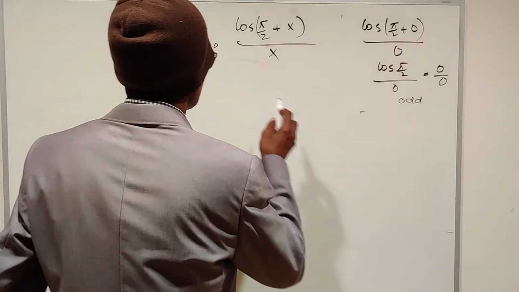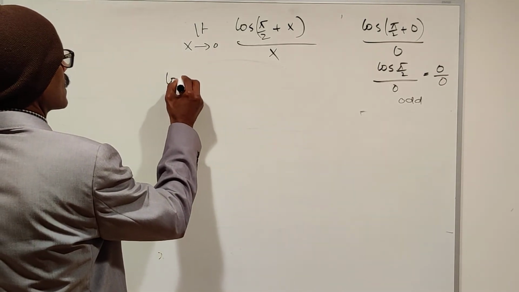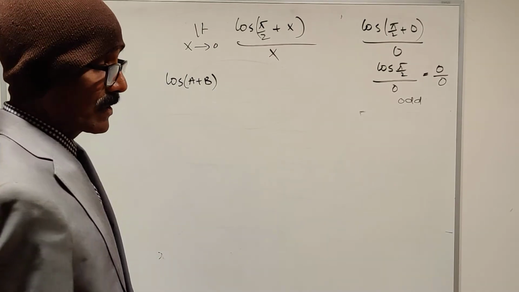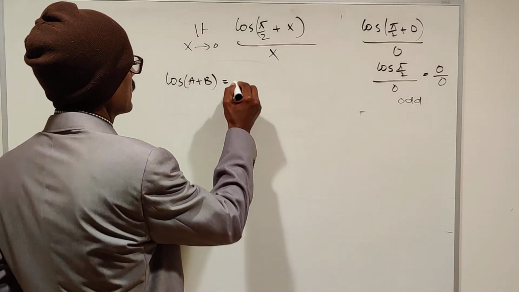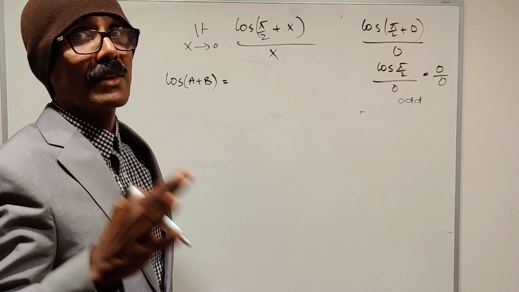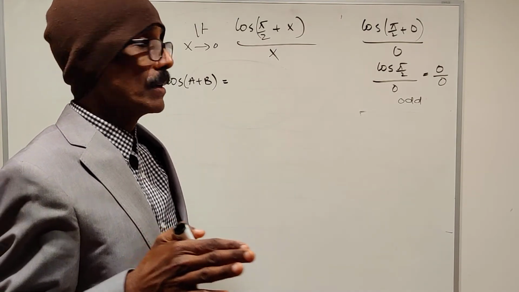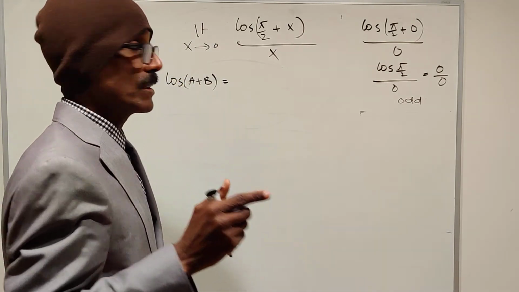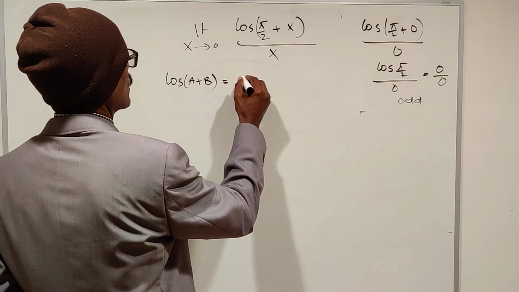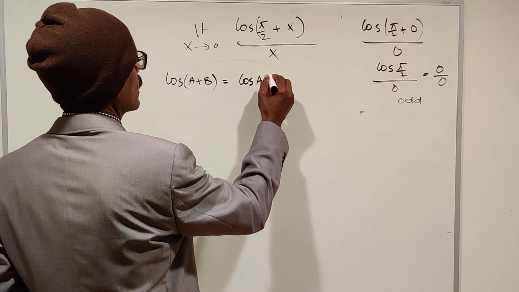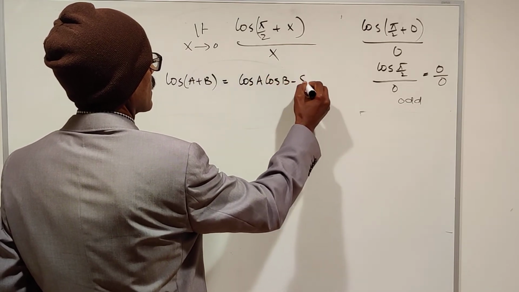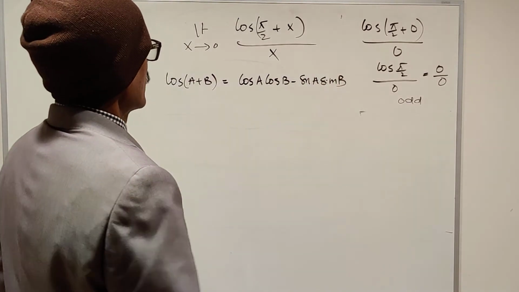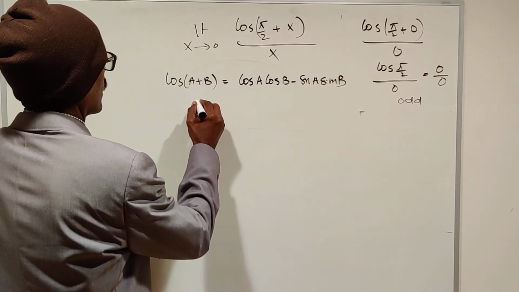See here, cos(a + b). There is a formula for cos(a + b). How can you derive this formula? That is a geometrical proof. We can only derive it by the geometrical method. So cos(A + B) is equal to, just remember this formula, cos A cos B minus sin A sin B. We just apply that formula here.